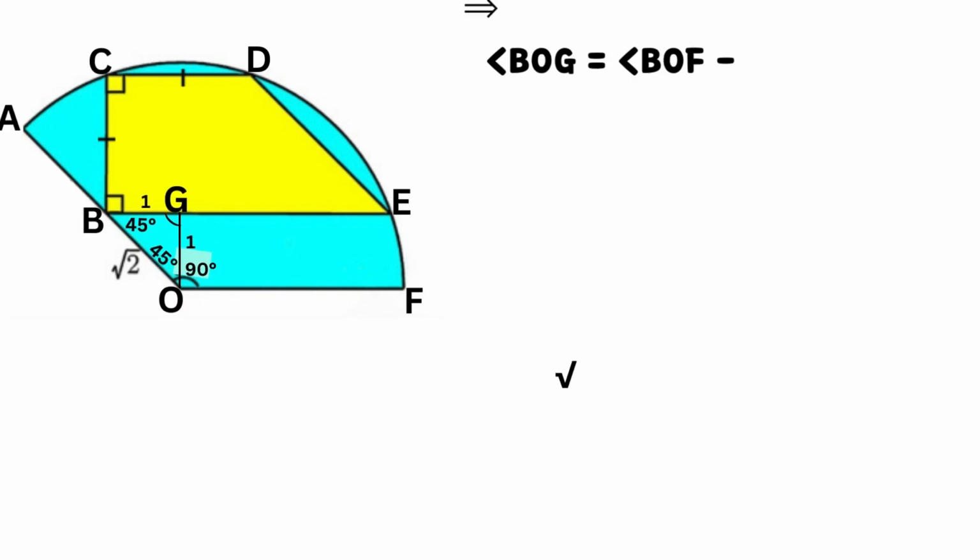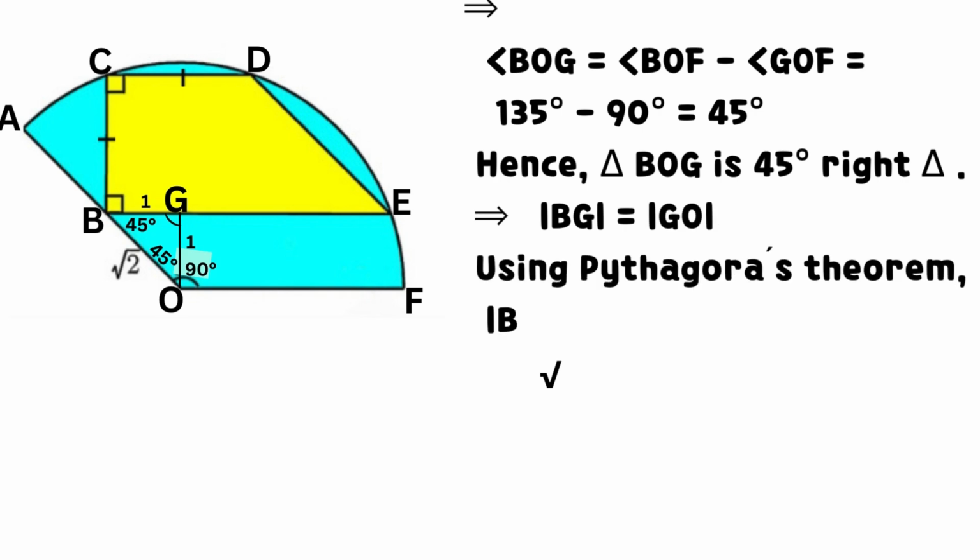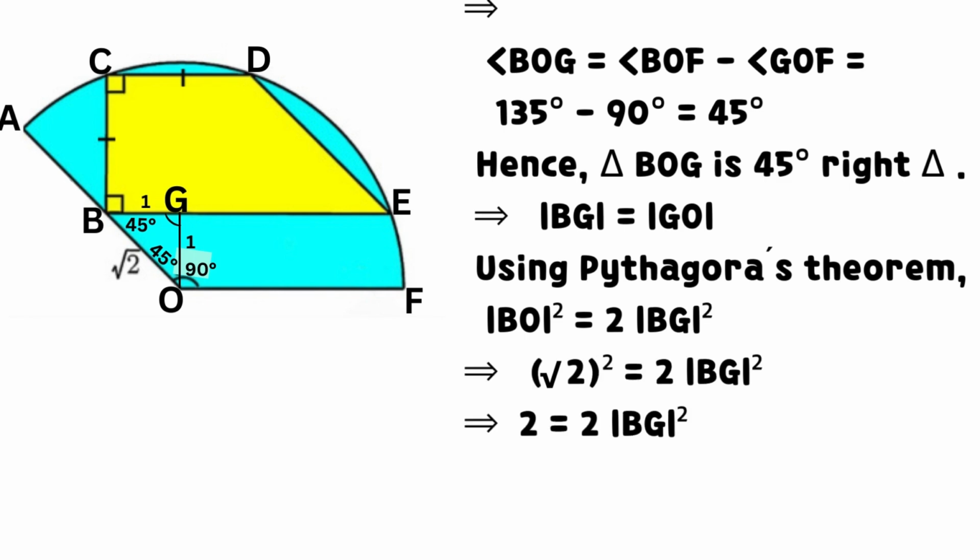This implies that angle BOG equals 45 degrees, since line BG equals line GO. Using Pythagoras' theorem, the square of line BO equals 2 times the square of line BG. Divide the equation by 2 and take the square root. We obtain that line BG equals 1, which equals line GO, after simplification of values.